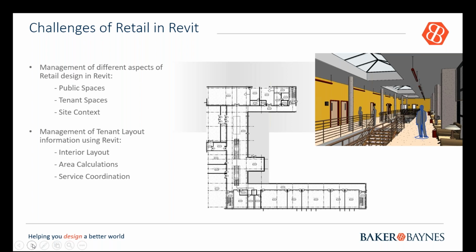So before Revit, or I'm not sure how you guys are doing it now, but I know you usually have documents of area calculations, what the interior layout looks like, who's doing the interior, and what the service coordination is like in those little interior shop spaces. Is there a water point? Is there this or that? So how do we manage that information in Revit without having to resort to manual input of information?